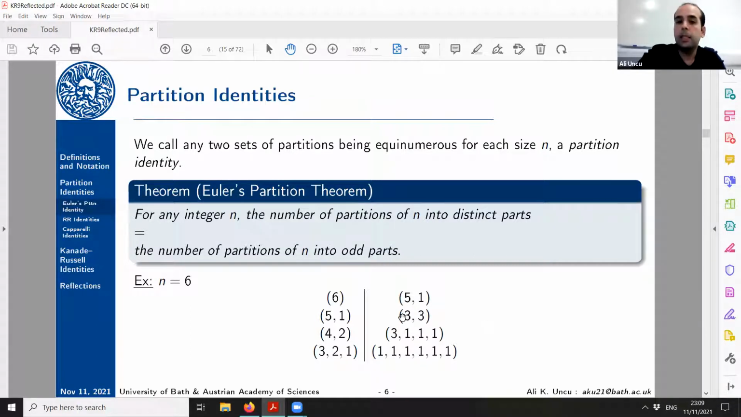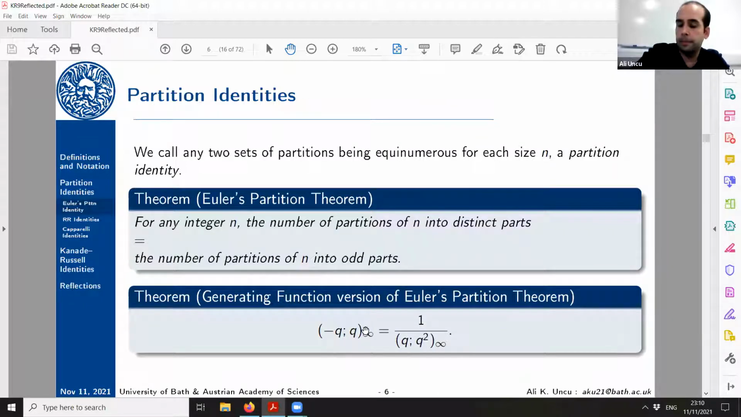And you can see that these two sets are equinumerous, but they're completely separate from each other. They're completely different from each other. Okay, so this is the combinatorial version of Euler's theorem. I talked about the generating functions, and I said we were going to put some substance into them. Here's the generating function version of it.